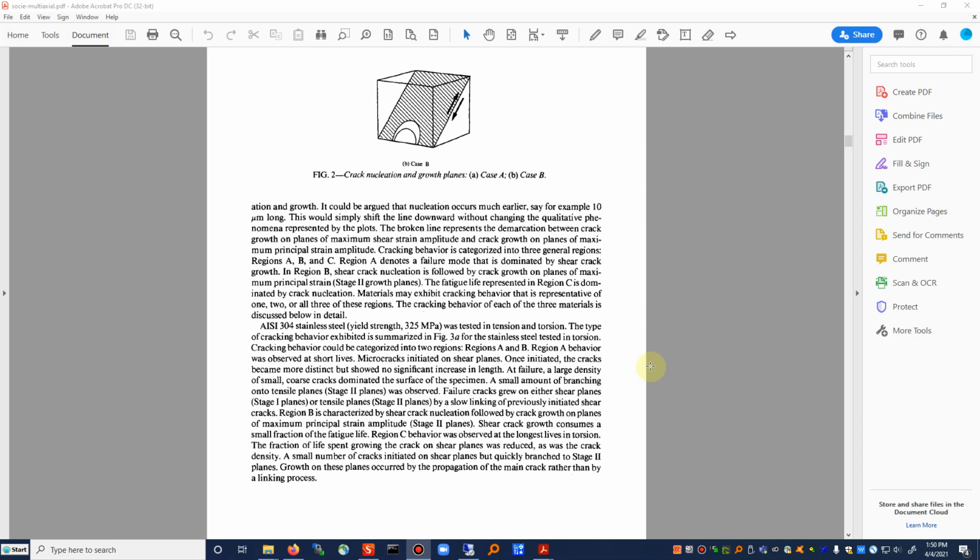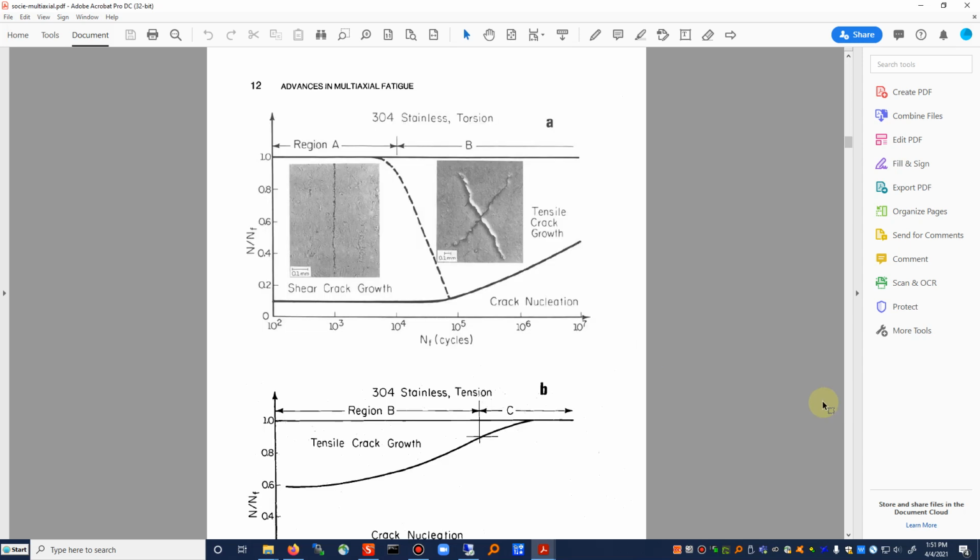Region C behavior was observed at the longest lives in torsion. The fraction of life spent growing the crack on shear planes was reduced, as was the crack density. Small number of cracks initiated on shear planes but quickly branched to stage 2 planes. Growth on these planes occurred by propagation of the main crack rather than by a linking process. Let's take a look at this figure and we'll try to put those words in context.